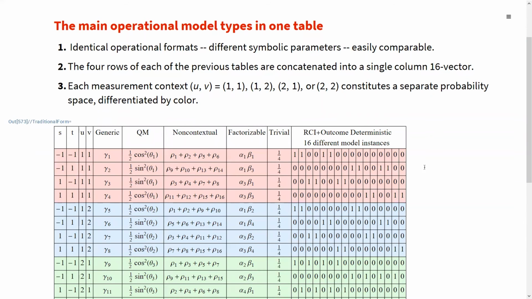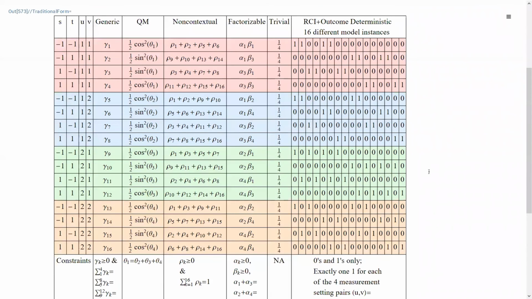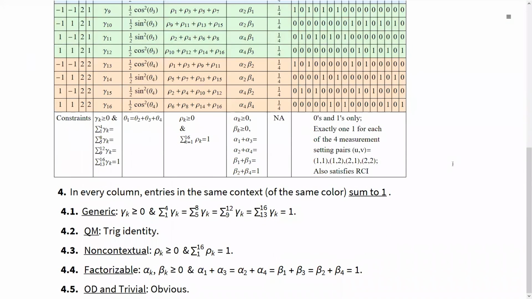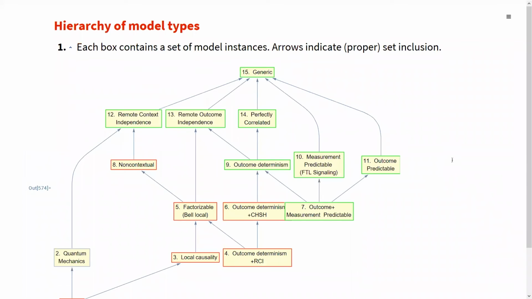Here's all the models all together, just to show you what they look like, divided up by row, showing that by color. If you put it into a 4x4 table, the colors differentiate the rows. And finally, the constraints that make all these into conditional probability vectors. Now, here's the tree I'm talking about.